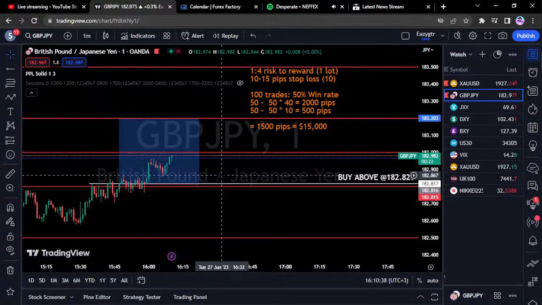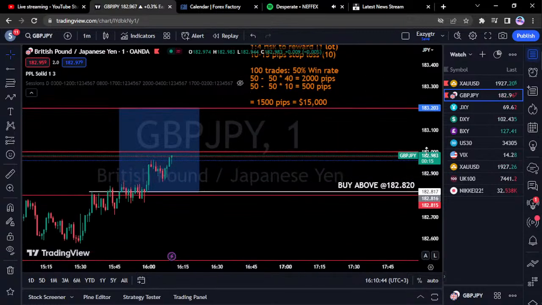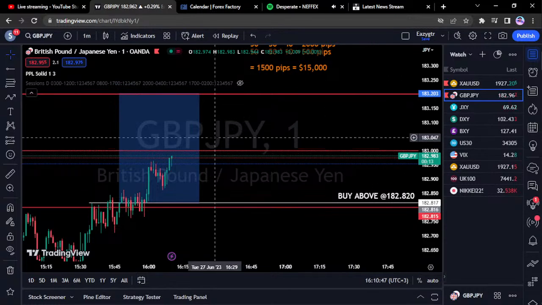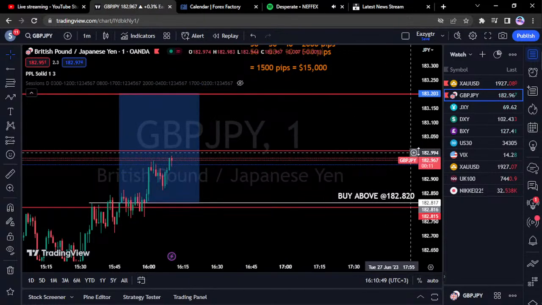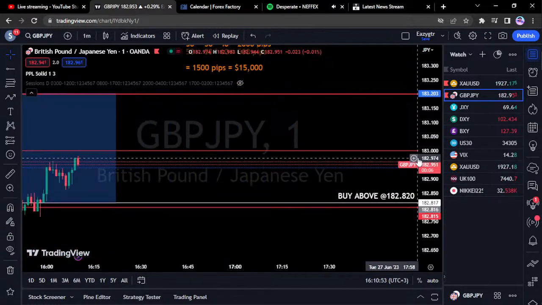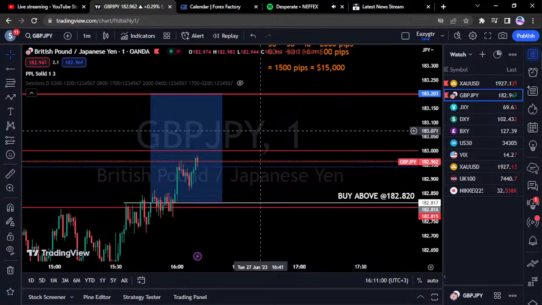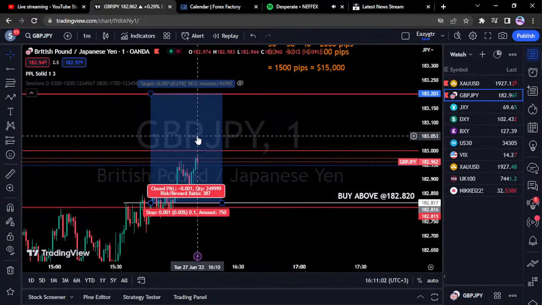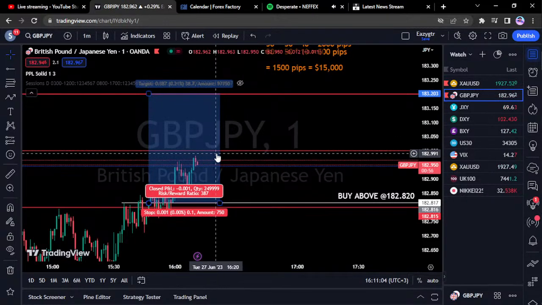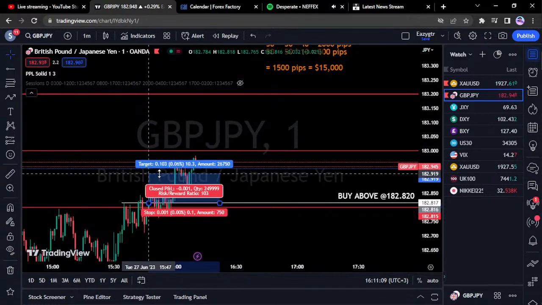I'm still holding my GJ buys. Let's watch closely what price wants to do at 183 flat, because the 183 flat level is a higher time frame price sensitivity area. Depending on whether it breaks impulsively or starts to range, I might close my trades at 10 pips.